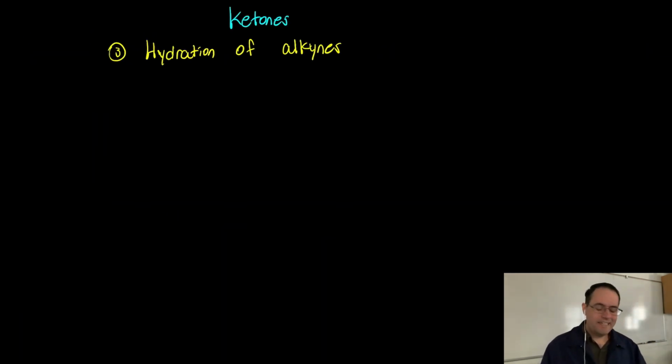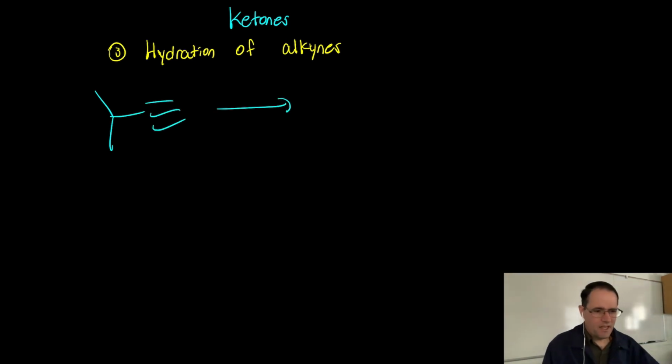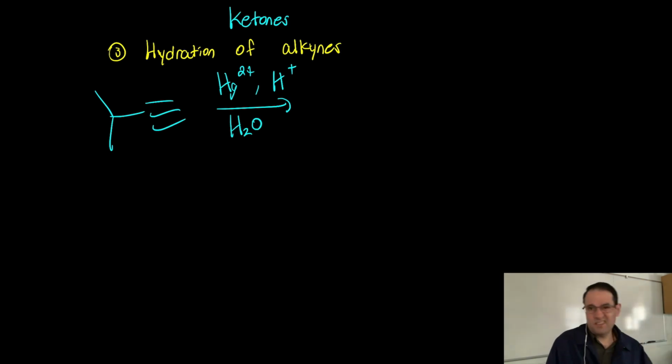Number 3, hydration of alkynes. So again, we're talking about terminal alkynes, and we'll just show one example for this. The way to hydrate an alkyne is pretty much water and acid, but you've got to use mercury ion in there. Okay, there's sulfuric acid, there's water. Water is the reactant, mercury ion and H plus are the catalysts. I should have reversed those on the arrow.